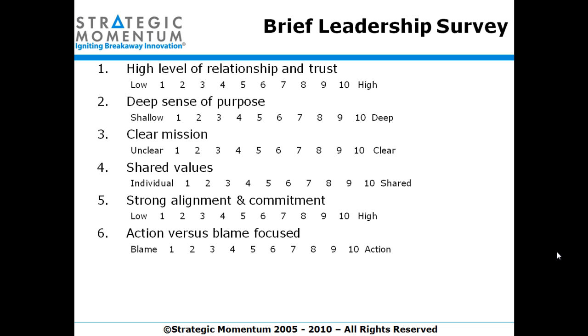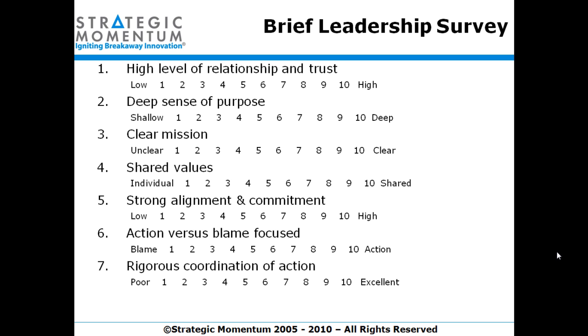Is the culture action-focused or blame-focused? 1, 2, 3, 4, 5 is a blame-focused culture. 8, 9, 10 is an action-focused culture. When things happen, it's not a question of who's to blame. Things happen, it's a question of, okay, now what? What are we going to do to take care of the breakdown? How are we going to resolve the breakdown? And then let's look reflectively and see what we can do to put in place the necessary system adjustments or process adjustments not to have the breakdown occur again.